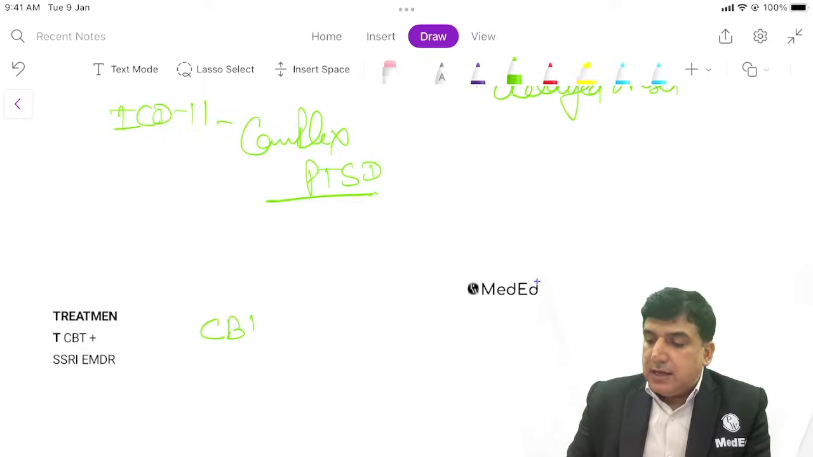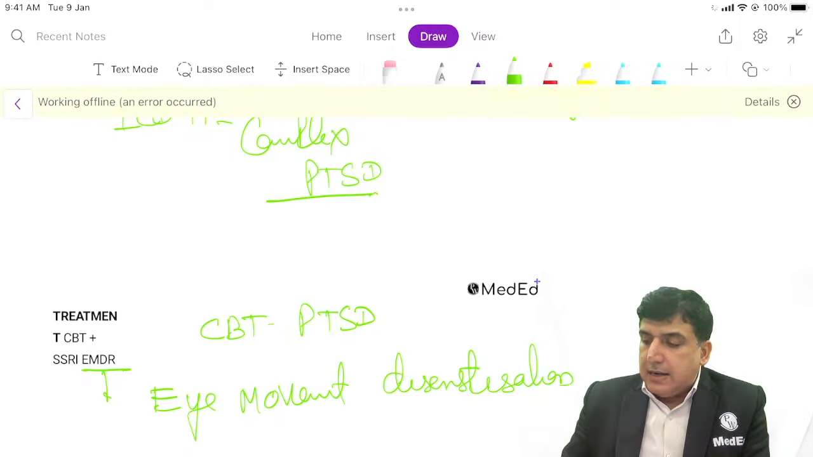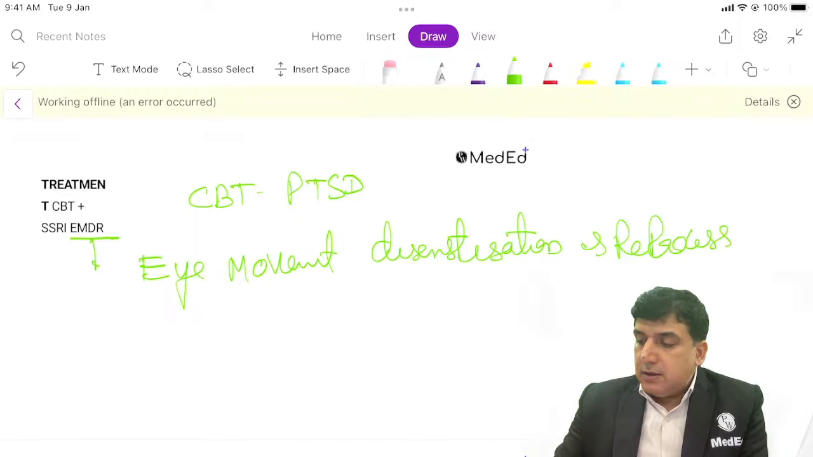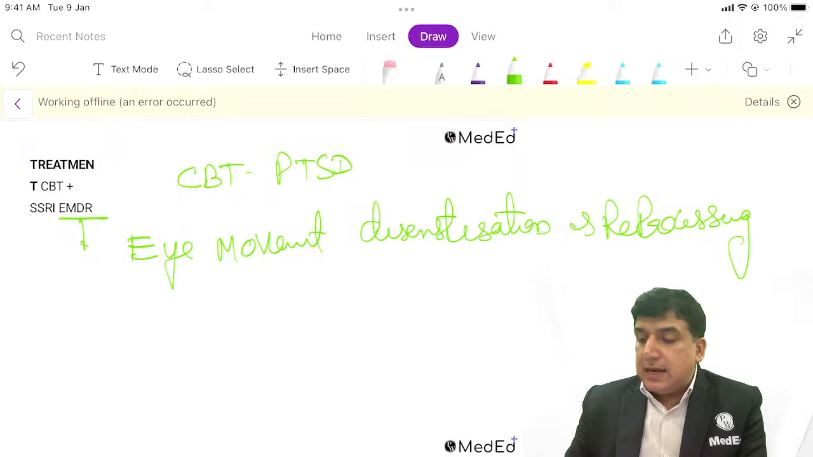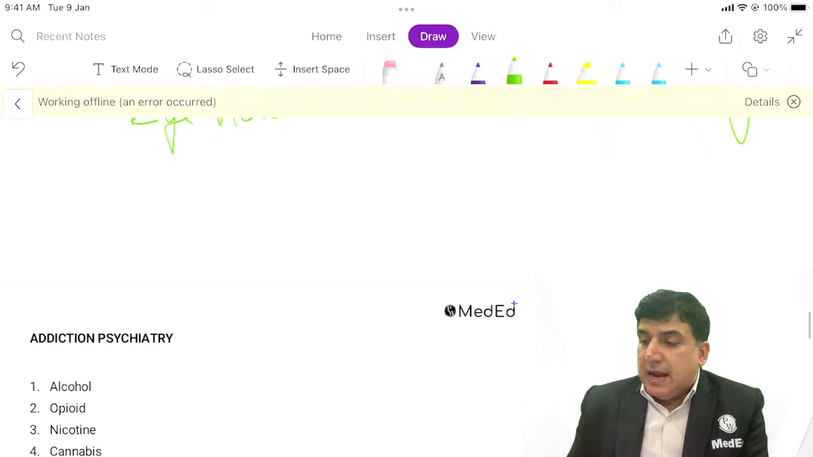Before, we had EMDR. What is EMDR? Eye movement desensitization and reprocessing. It was a therapy we were using in PTSD, but over time it has been seen that EMDR is not a good therapy, so we started using CBT, and CBT is the best therapy in PTSD.